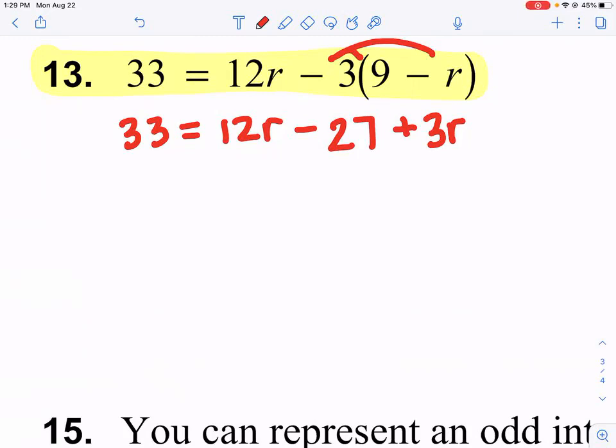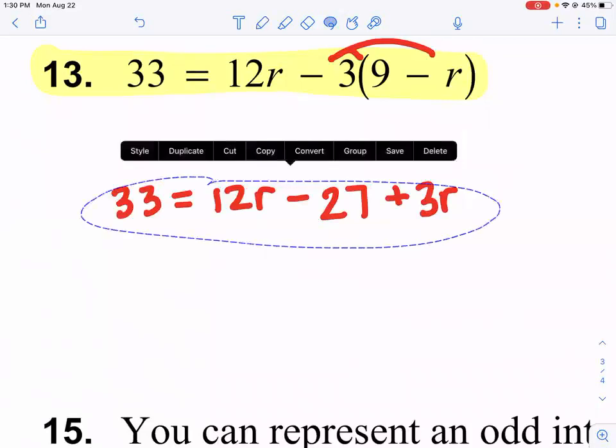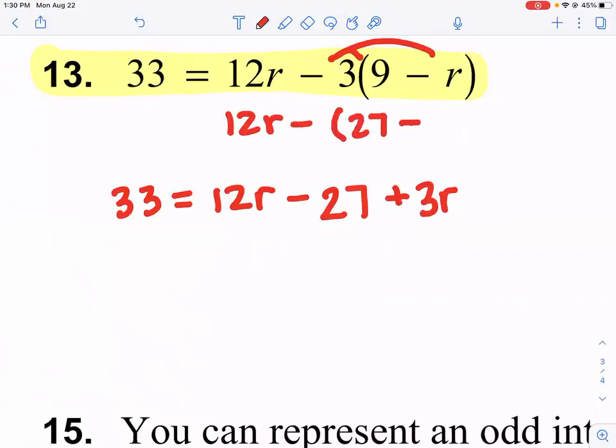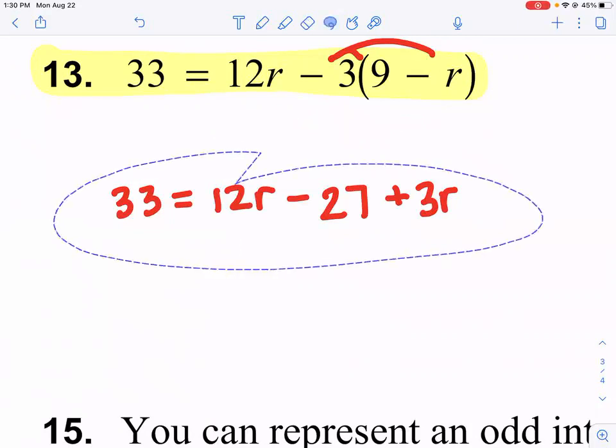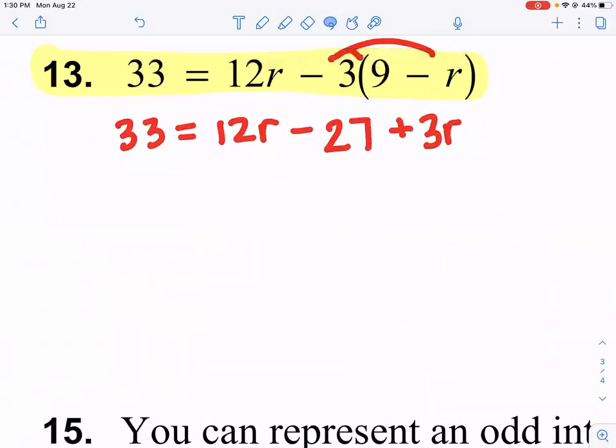Okay, yes, my dear. Why is it negative? How do you know it's just not a minus? Okay, so you could either view that as a minus sign. And so you would have 12R minus 27 minus 3R. But then that subtraction still has to go to all of it. So if you have to distribute, I would take that subtraction and keep it with that number to make sure it applies to all that it needs to apply to. Okay. All right, so now look over here.